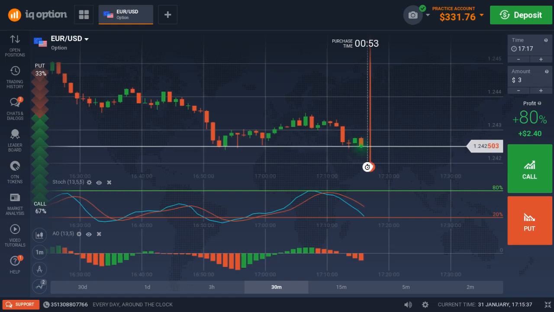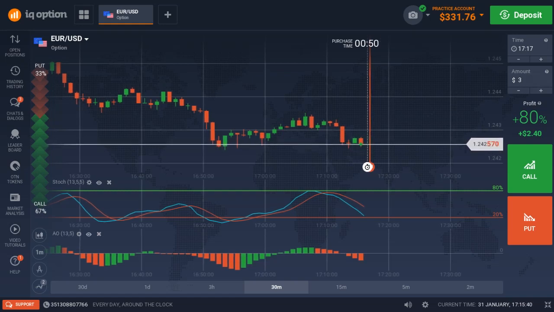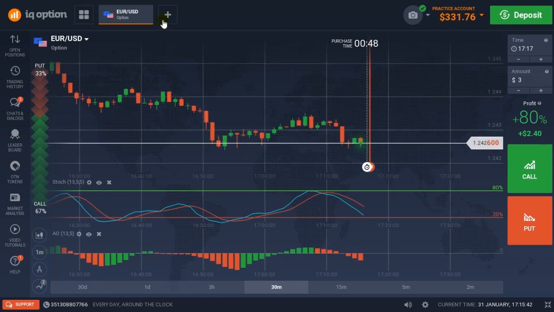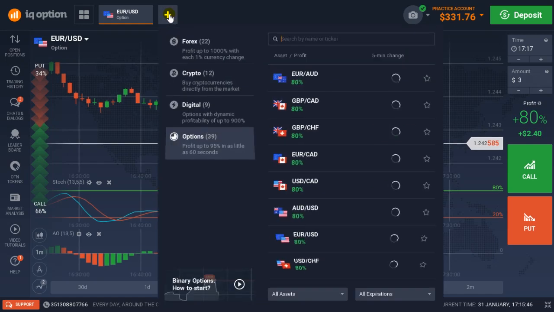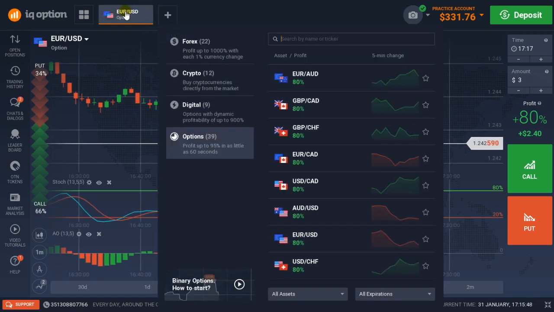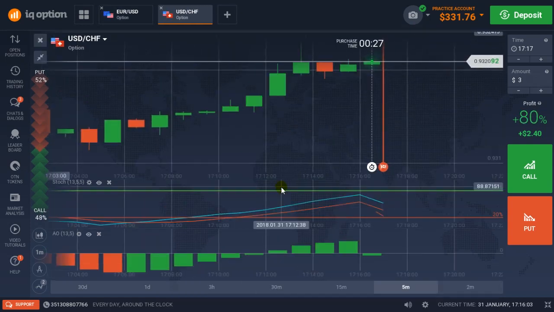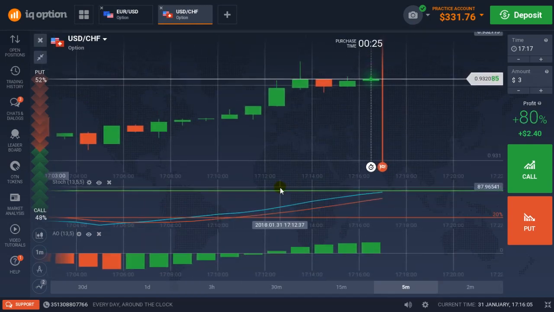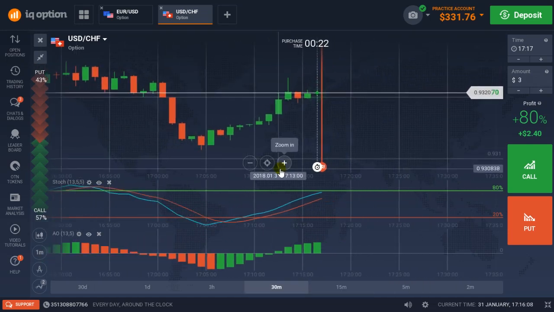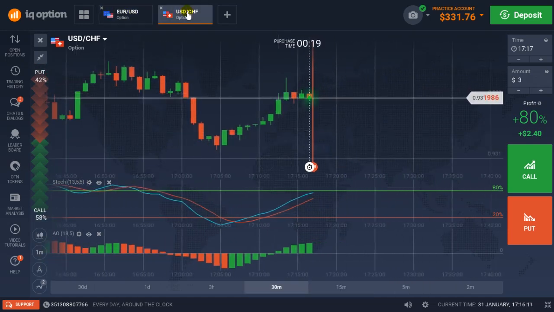Okay, now let's go ahead. First of all, you go up to the top of your screen and you press open new asset, to add a new one. We already got the Euro USD set up, so we're going to set up another currency pair. I'm going to choose the USD Swiss franc. As you can see, they're all around the 80%, and what do we do if anything is below the 80%? We don't trade it. Okay, so now we have 2 pairs, as you can see here on the top.